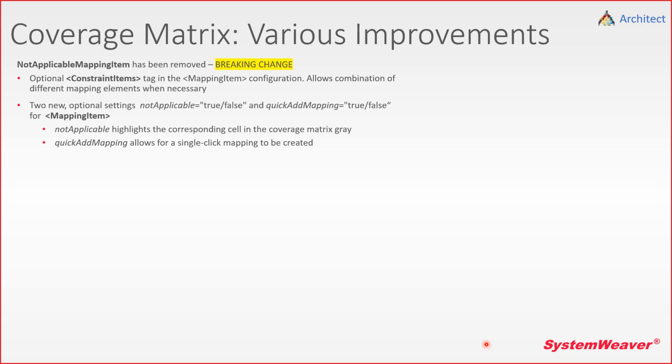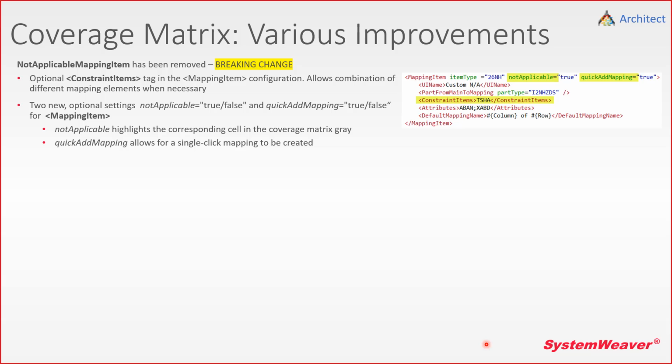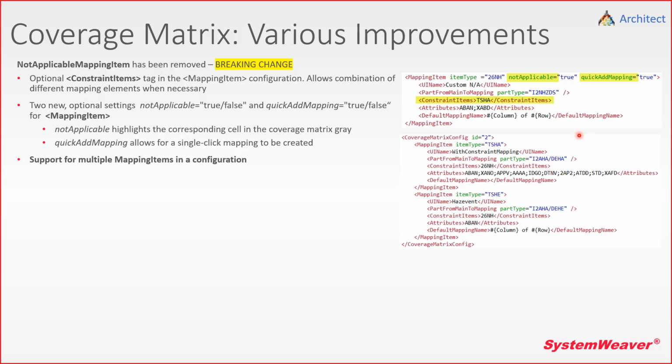So not applicable is going to highlight the corresponding cell in the view gray, just grayed out. And quick add mapping allows for a single click mapping to be created. So this is how it looks: if you're working with not applicable items, you have constraint items, and then you've got your 2 new attributes you can set on the mapping item. And we implemented support for multiple mapping items per configuration. So here's a config called 2, and it's got 2 mapping items in it.